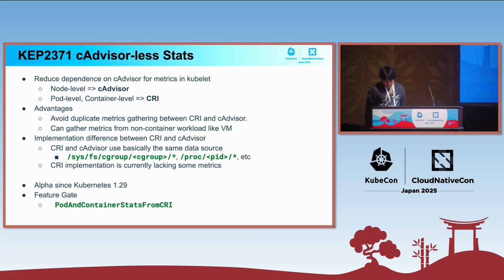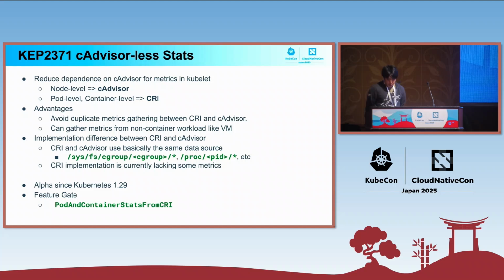In the next couple of slides, I'll talk about the upcoming KEPs related to metrics. The first one is cAdvisor-less stats. Currently, those metrics and stats are gathered by cAdvisor, integrated in Kubernetes. This proposal suggests shifting some metrics implementation from cAdvisor to CRI, like CRI-O or containerd. Node-level metrics will continue to come from cAdvisor, while pod and container-level metrics will shift to being sourced directly from CRI.